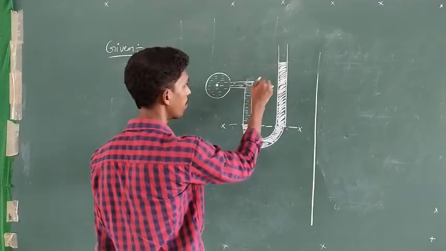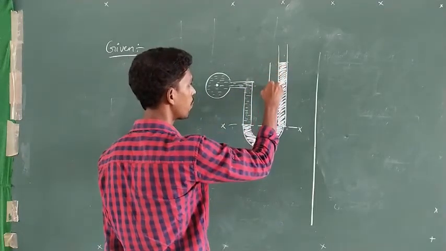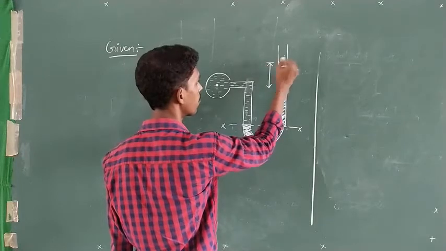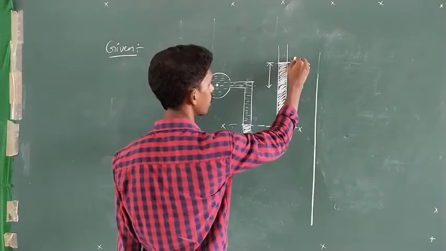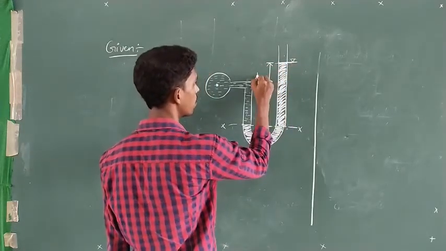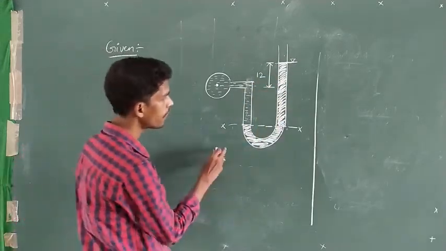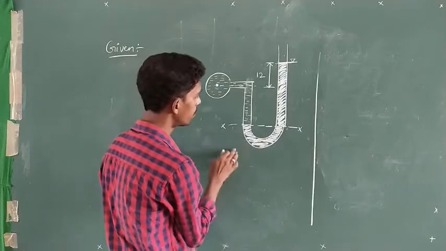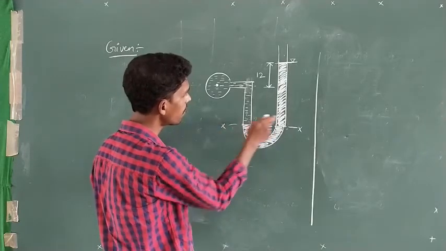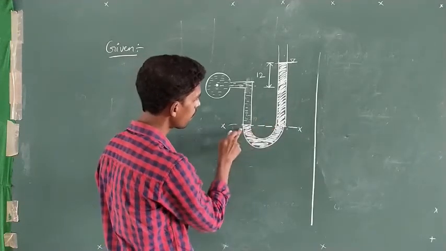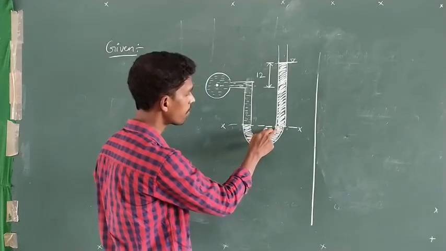This center of pipe falls 12 centimeter below the level of mercury. This is the level of mercury. So what about this one? 12 centimeter, right? So the difference of mercury level in the two limbs. See here, this is the left limb and this is the right limb. These two levels are equal here. Up to the datum line, the levels are equal.